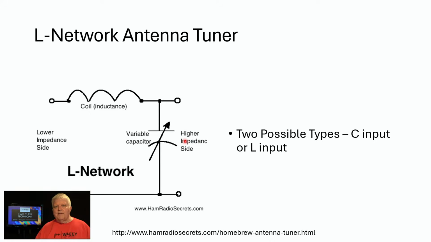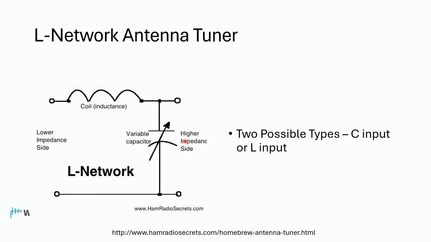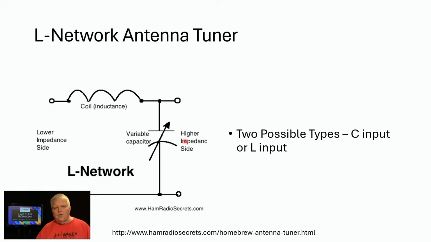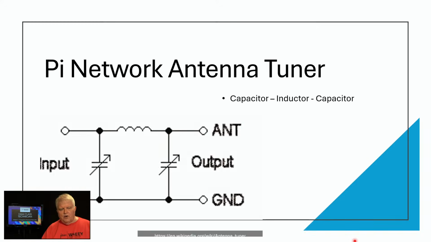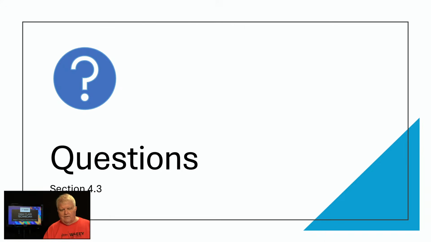And it's made up of inductors and capacitors in a network arrangement. Here's an L network with a series inductance coil and a parallel variable capacitor. This might be one type of matching system, or it can be a pi network. It looks like the Greek letter pi with 2 variable adjustments on it for a wider range of adjustments. Okay, let's answer some questions.